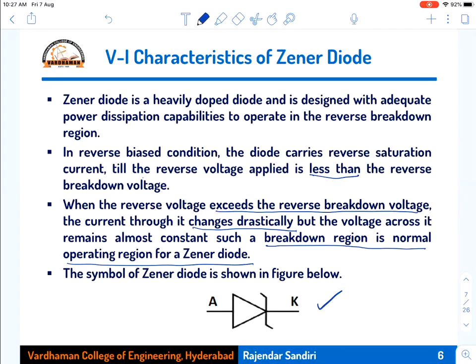Sir, what do adequate power dissipation capabilities mean? Adequate power dissipation capability means that when this voltage VZ is there, the current is drastically increasing. So VZ is there, and current is there across the Zener diode. Then the power is there, right? It has that adequate power dissipation capability. Power is equal to voltage into current.